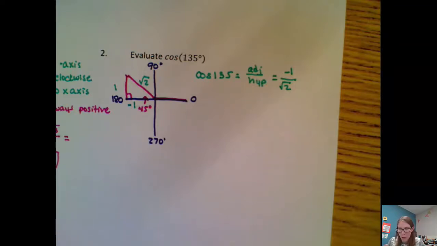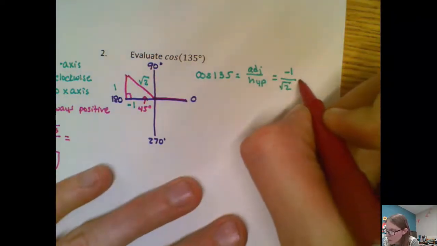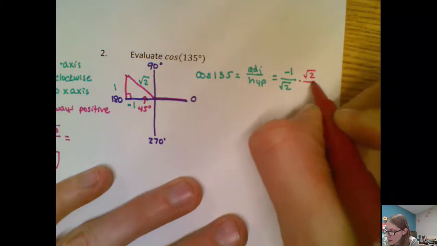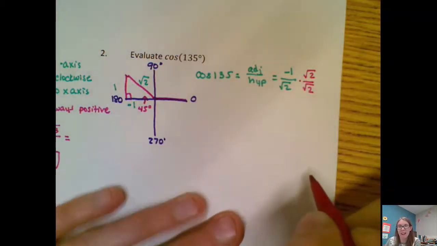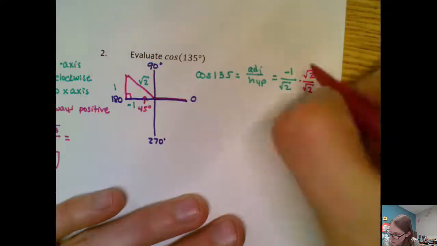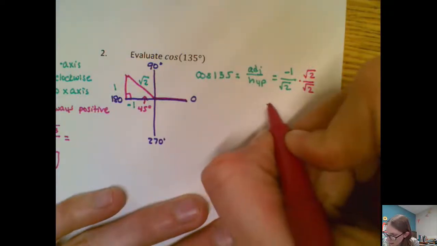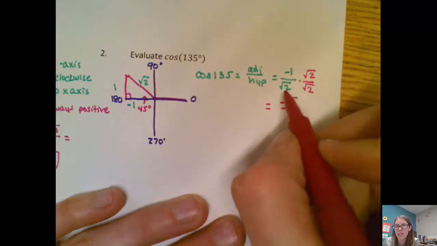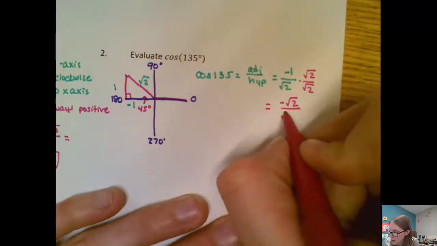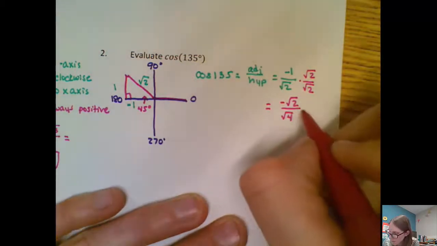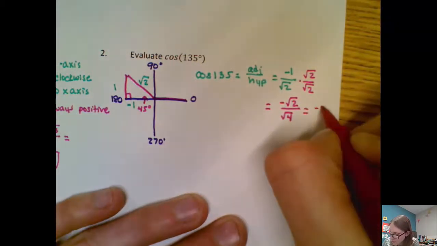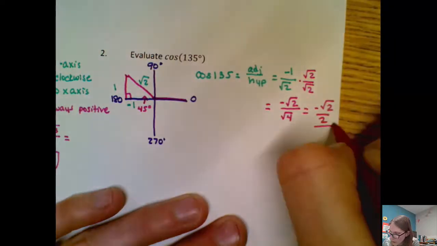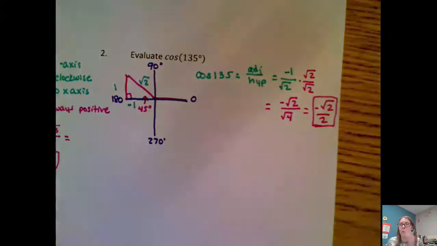Here's the issue though. We don't like having a square root in the bottom of a fraction. So this kind of goes back to chapter 6 a little bit here, where we have to rationalize the denominator, multiply by the square root of 2 on the top and the bottom. And that gives us the negative square root of 2 over square root of 2 times the square root of 2 is the square root of 4, or negative square root of 2 over 2, because the square root of 4 is 2.